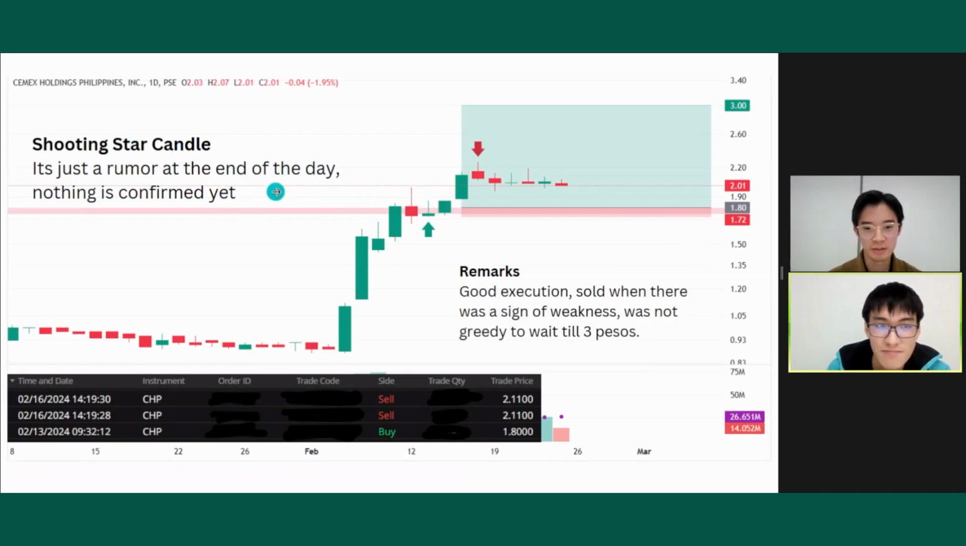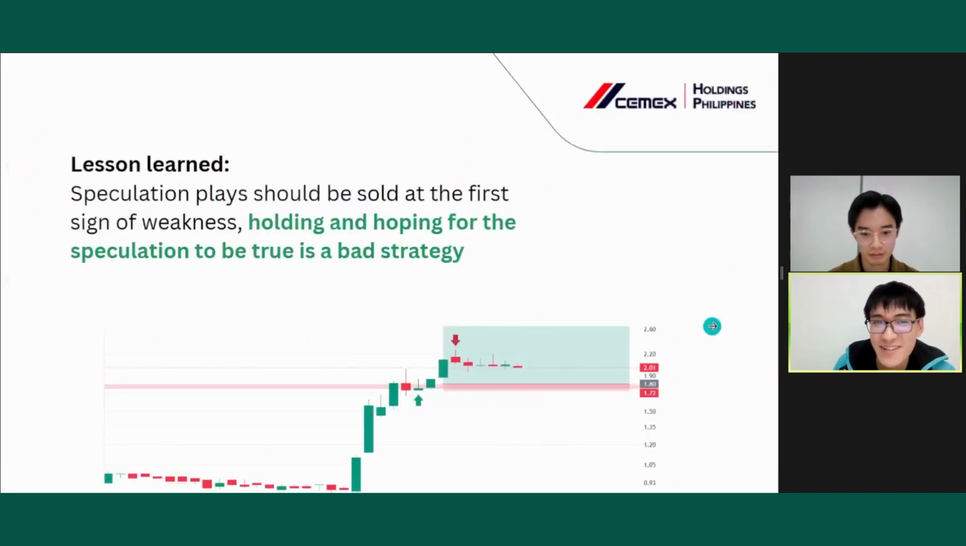Yeah, when you trade something very highly speculative like this, you always want to get out on the first sign of weakness because you really don't know what's going to happen on a speculative trade like this. Yep. And as you can see, the current price, I think it's below 2 pesos now. So we did the right call, right? So there, lesson learned. Speculation plays should be sold at the first sign of weakness. Holding and hoping for the speculation to be true is a bad strategy.